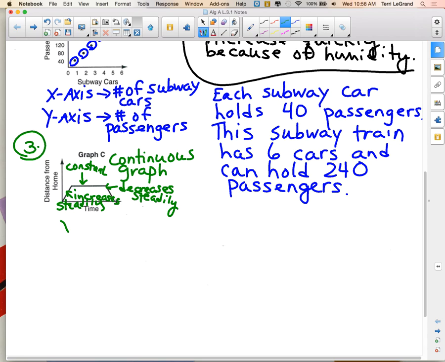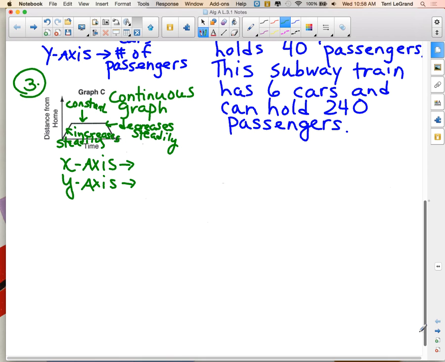Okay, so we're going to describe what's happening on the x-axis because that's going to be important in our story, and what's happening on the y-axis, because you have to be able to read that graph correctly. On the x-axis, as you go from left to right, what's happening? Time's going by. Going up the y-axis, what's happening? Distance from home.